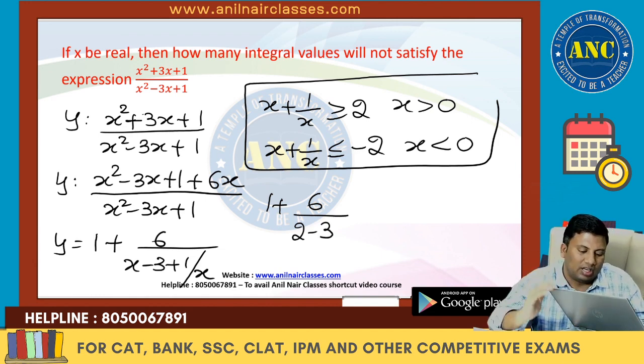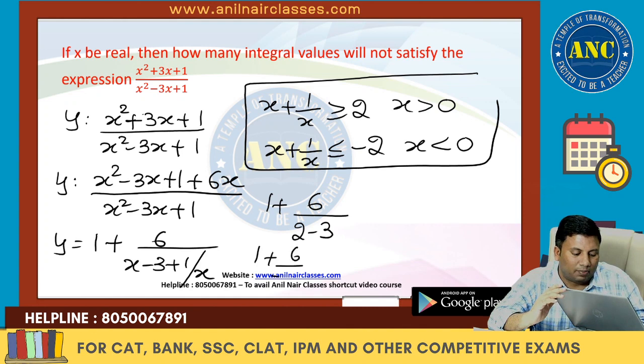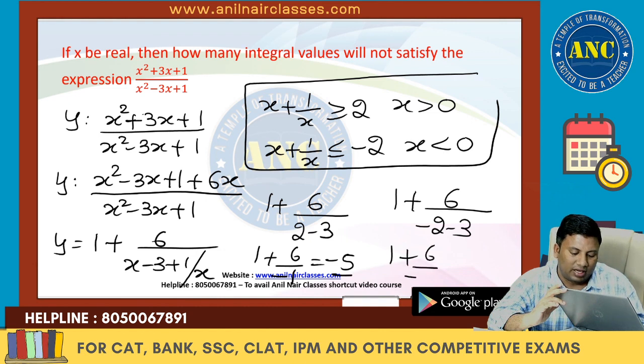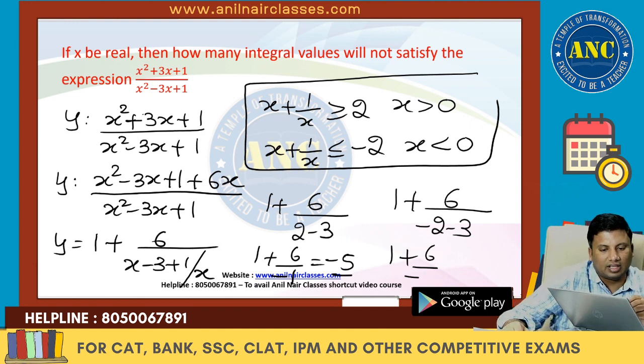2 minus 3. So it is nothing but 1 plus 6 by minus 1. This is nothing but 1 minus 6, which is minus 5. If I take 1 plus 6 by minus 2 minus 3, it is nothing but, I think here it is x plus 1 by x. Somewhere I think we made a mistake. x square minus 3x plus 1 plus 6x.